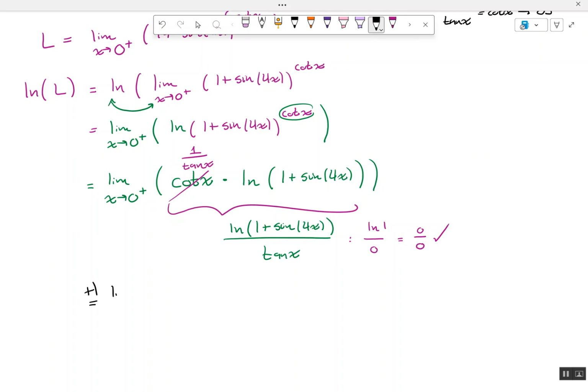So by L'Hopital's rule, we can now find the quotient of the derivatives. So let's look just at the top. So we're going to have 1 over 1 plus sine of 4x times the derivative of the inside, which is 4 cosine of 4x. And on the bottom, we will have secant squared.